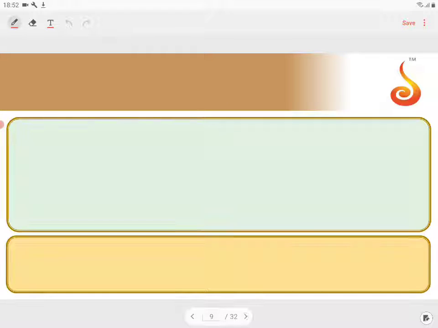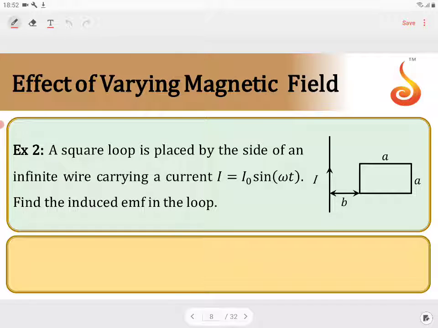Okay. So here the infinitely long current carrying wire will produce a magnetic field of B is equal to mu naught I by 2 pi x at a distance x. So here first we calculate the total flux linked with the loop.